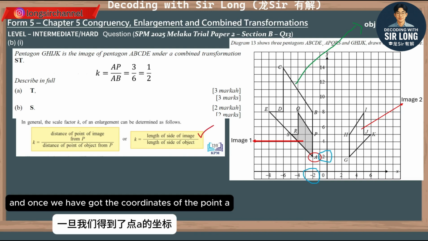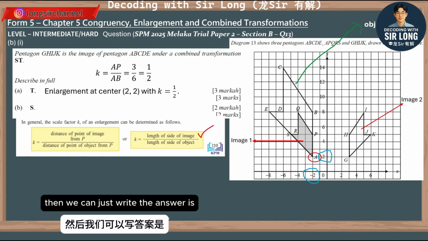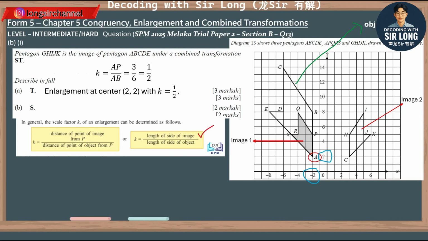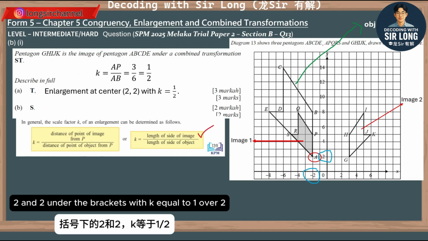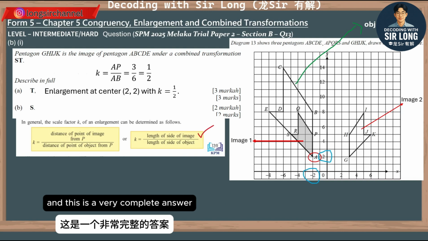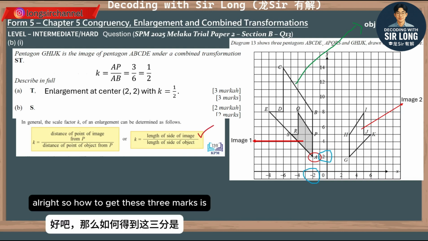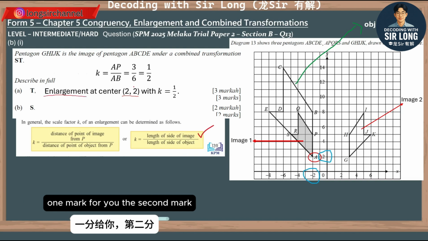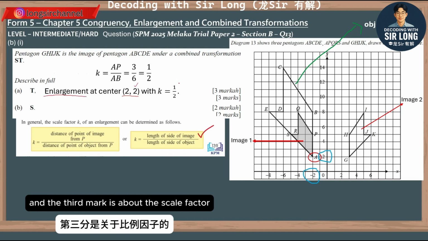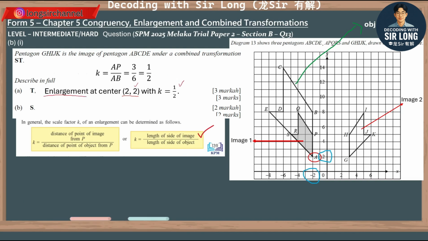And once we have got the coordinates of the point A, then we can just write the answer: enlargement at center (-2, 2) under the brackets with k equal to 1 over 2. And this is a very complete answer. Alright, so how to get these 3 marks is, as soon as you are able to say enlargement, 1 mark for you. The second mark comes from how you write the coordinates, and the third mark is about the scale factor. Okay?